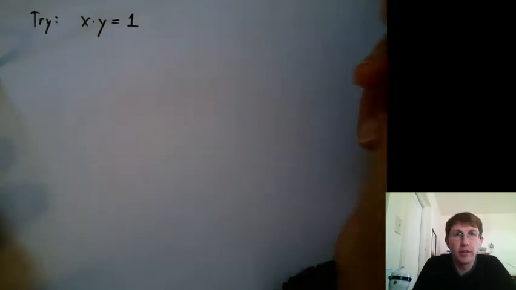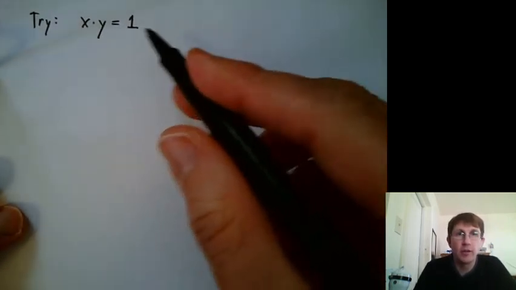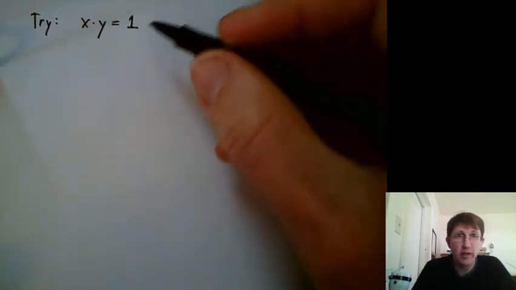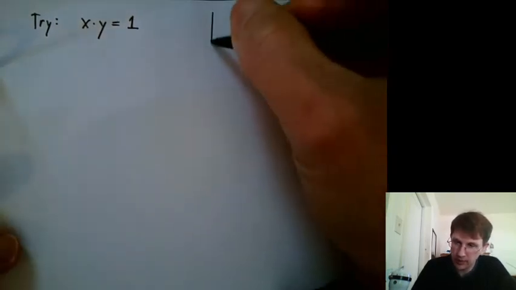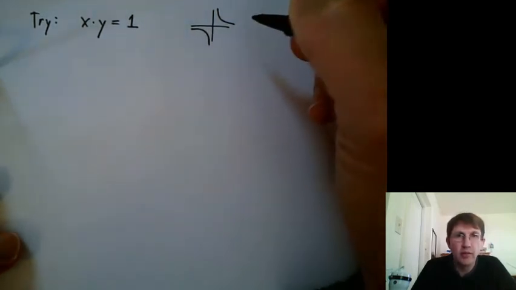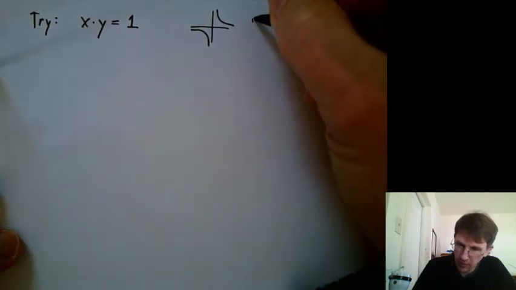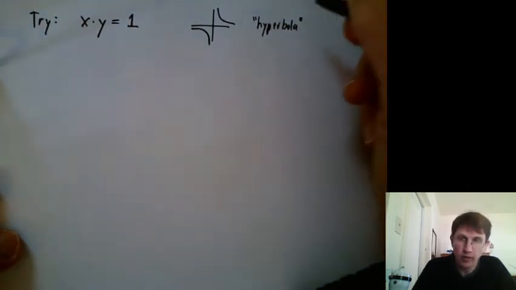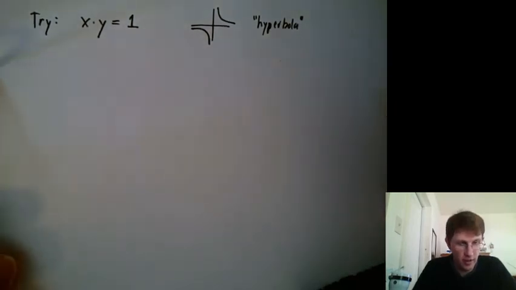All right, let's try implicit differentiation with x times y equals 1. What does that graph look like? Well, you could solve it in your head to get y equals 1 over x, which looks like this. What's the name of that shape? That's a hyperbola. It's one of the classic standard hyperbolas.